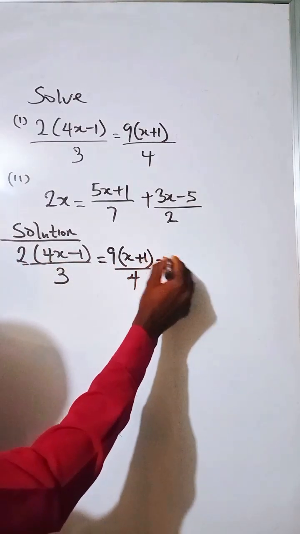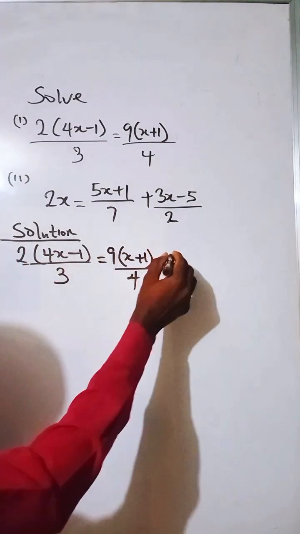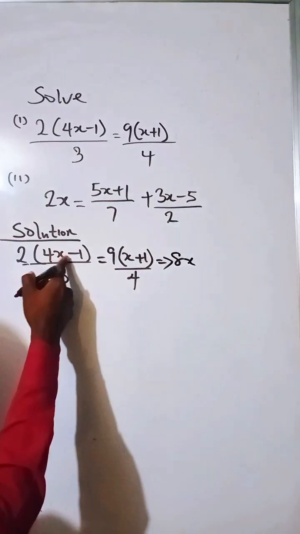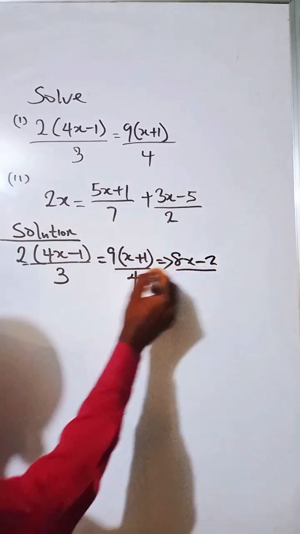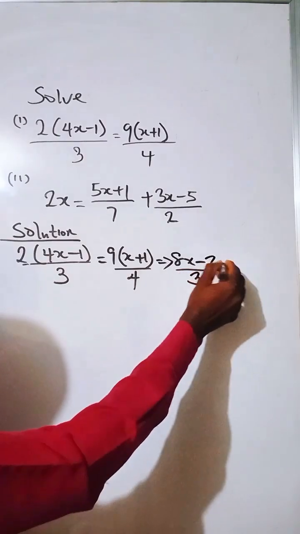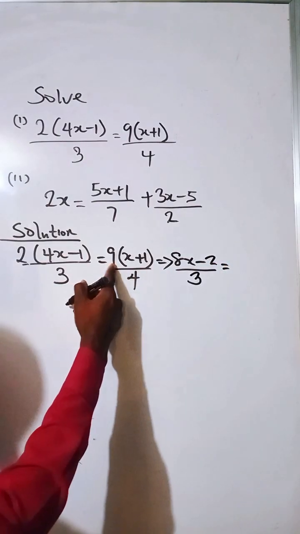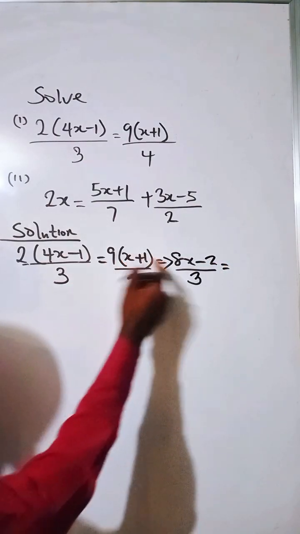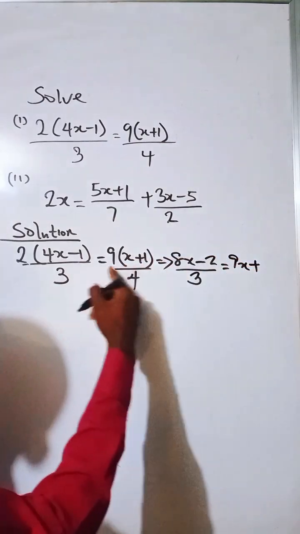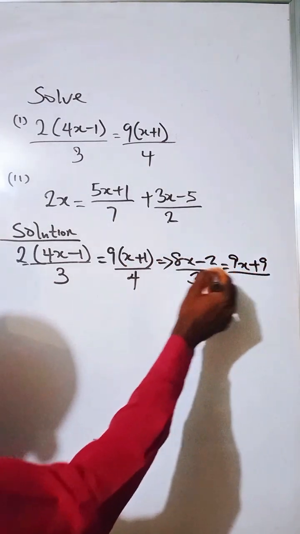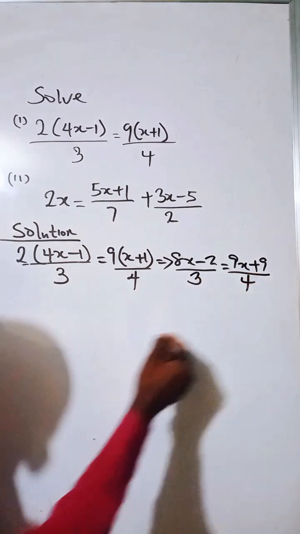So when we do that, we have 2 times 4x to be 8x, minus 2 times 1, we have this to be 2 over 3, equals, so we distribute this as well, we have 9 times x, this is 9x, plus 9 times 1 is 9, so we say over 4.